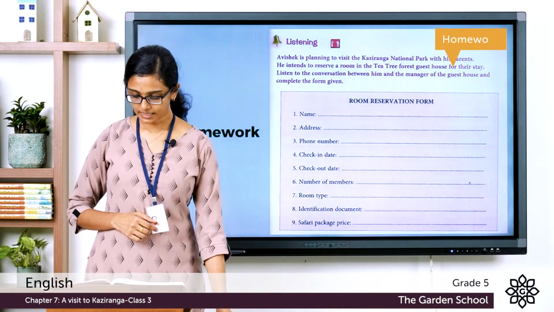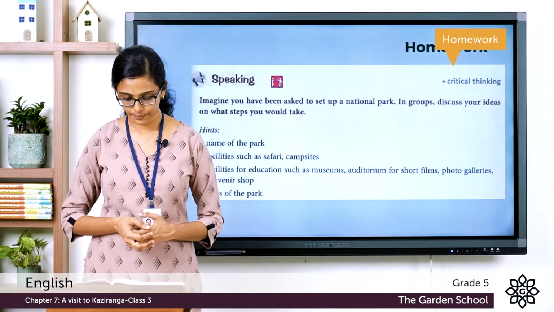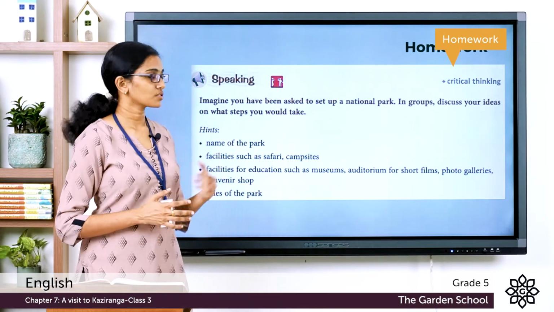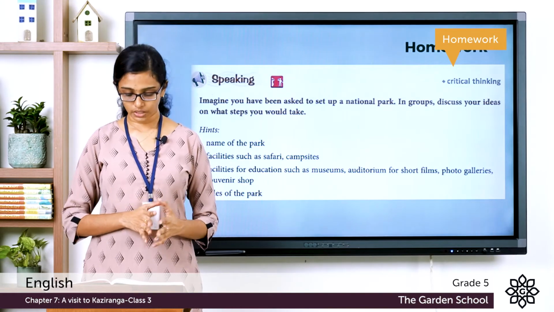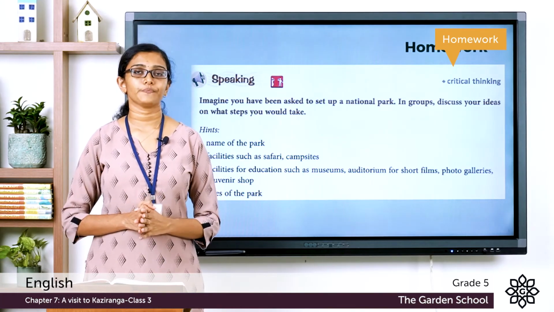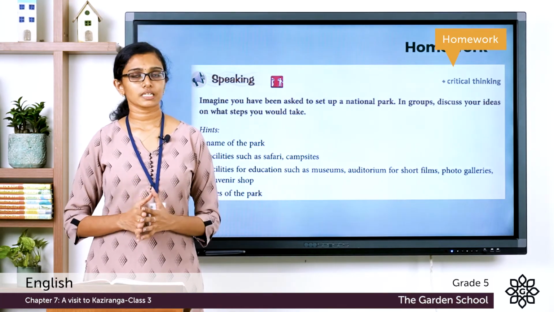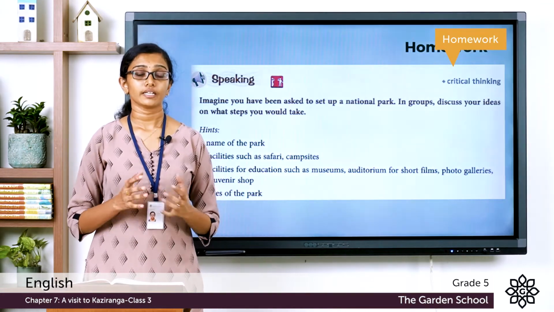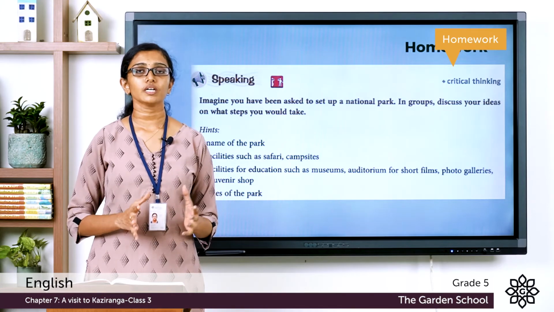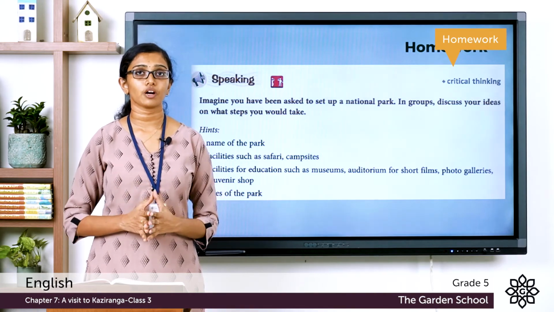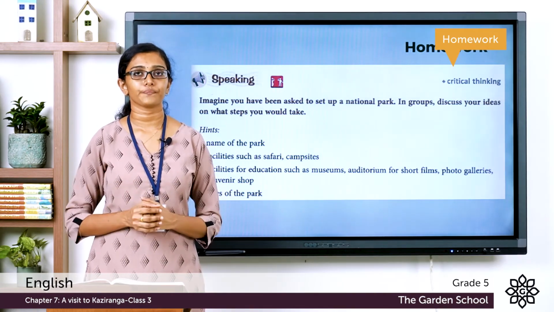It's the speaking exercise and it's about critical thinking. Imagine you have been asked to set up a national park. In groups, discuss your ideas on what steps you would take. So we have already discussed what a national park is. A national park is an area set aside by the national government for the protection of this natural environment and all the organisms living there.